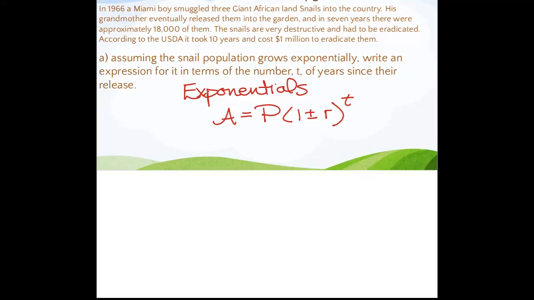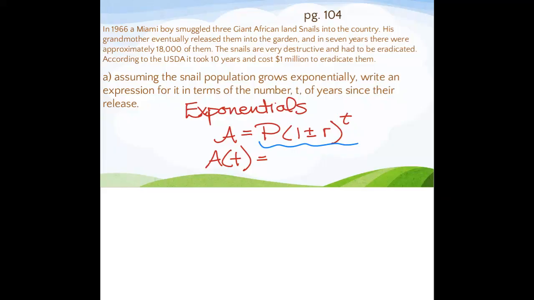All right, so A, since it says write an expression of it in terms of the number t of years, we're going to say A of t equals. Now we know anytime there's an equals, we actually call that an equation. So we're focusing on this part of it as the expression. Okay, what does capital P represent?